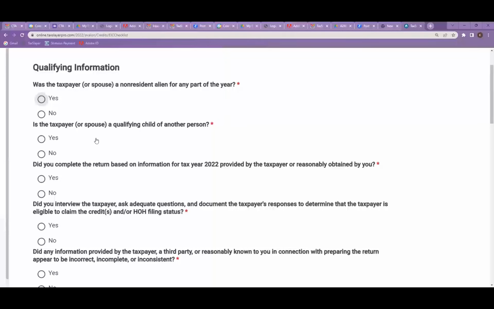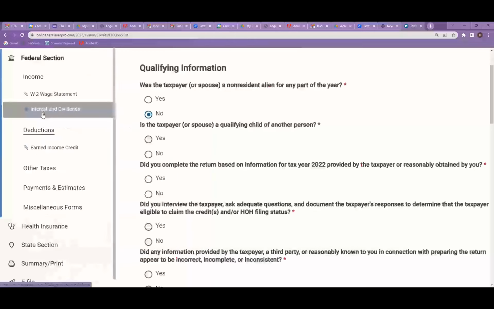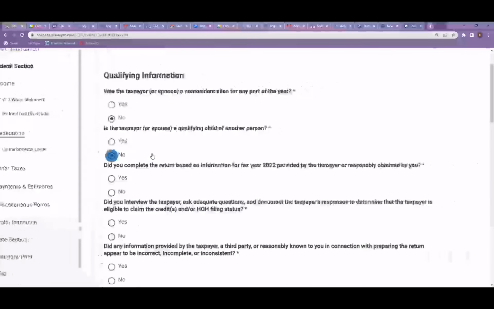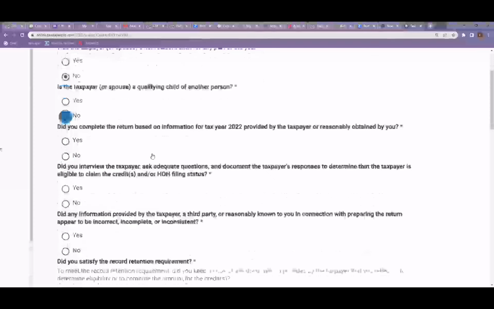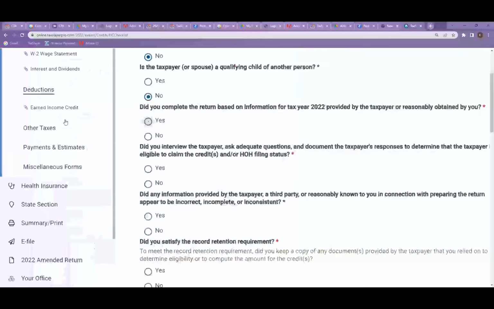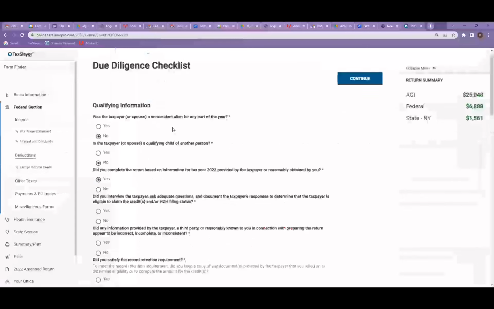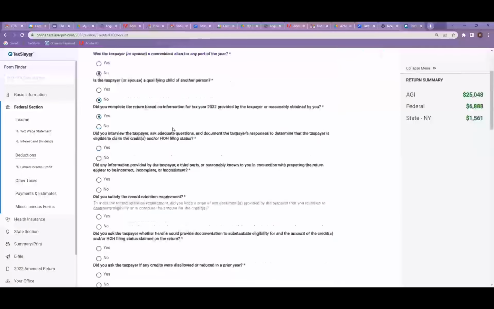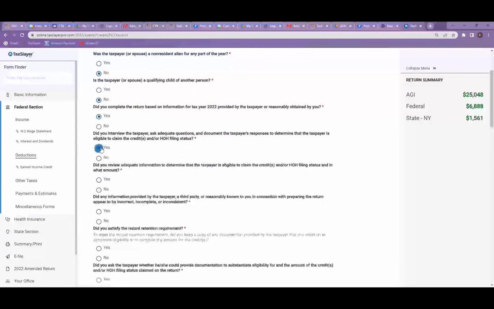For example, was the taxpayer a non-resident alien for any part of the year? There is a question more or less you'll see on that checklist. The answer is no. Is the taxpayer a qualifying child of another person? No. Did you complete the return based on the information for 2022 provided by the taxpayer? The answer is yes. In other words, we're preparing this return based on everything the person has given us, right? Next, did you interview the taxpayer, ask adequate questions? Yeah, we went through all of our checklists.